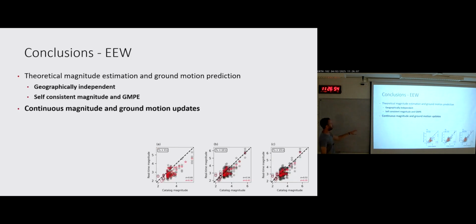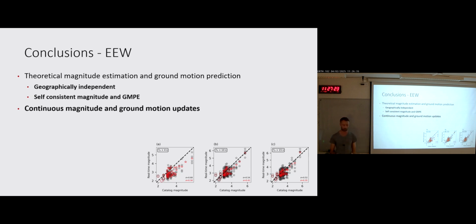So to conclude this part of the talk, the magnitude estimation and ground motion prediction are theoretical, not data-driven. We see that it works well in various locations, Chile, France, and Greece. I also have results for Israel, not shown here, but it also works equally well. I didn't talk about the self-consistency, not going into the details, but another important thing is that we get continuous magnitude and ground motion updates.